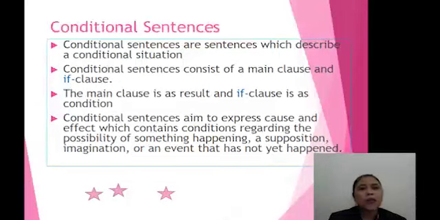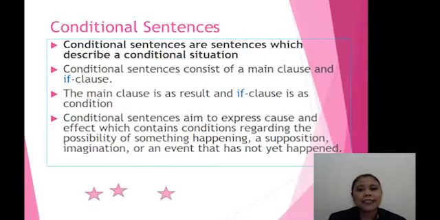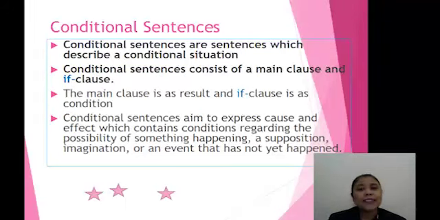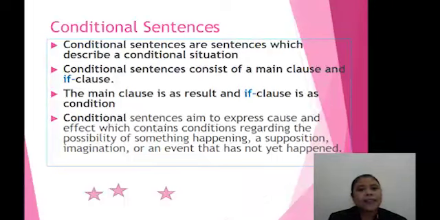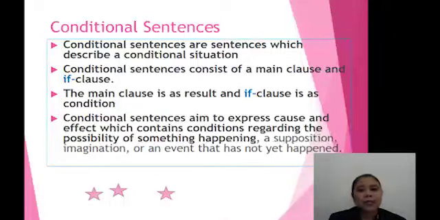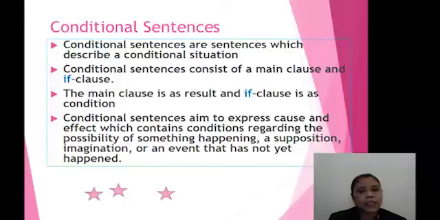Now let's see what conditional sentences are. Conditional sentences are sentences which describe a conditional situation. Conditional sentences consist of a main clause and an if clause. The main clause is a result, and the if clause is a condition. Conditional sentences aim to express cause and effect, which contains a condition regarding the possibility of something happening, a supposition, imagination, or an event that has not yet happened.